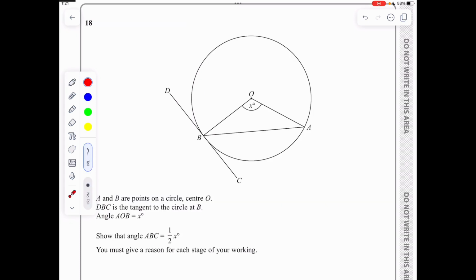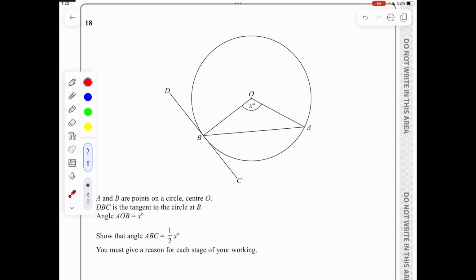In 18, we're given A and B points on the circle centered at O. The angle AOB is x degrees. DBC is a tangent at B, and we need to show that ABC here is a half x. We need to provide reasons because we are constructing a proof here.